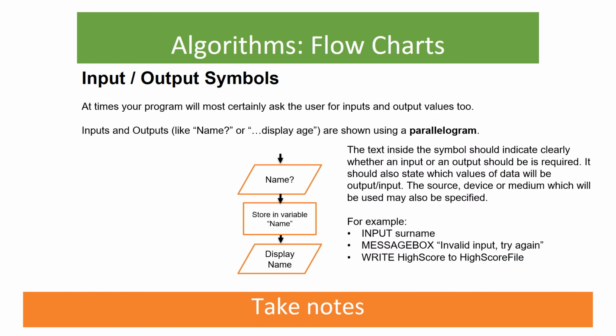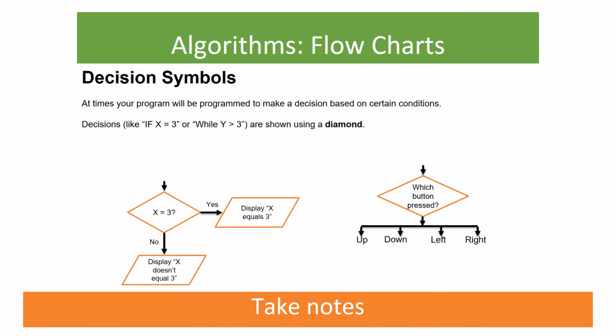An input and output box is usually in the following parallelogram style. This allows the user to input or output a message. Decision symbols are linked to selection in our programming languages, and we use a diamond. When we've got a choice, we usually have two choices, such as, is x equal to 3, or while y is bigger than 3, we'd use a diamond.